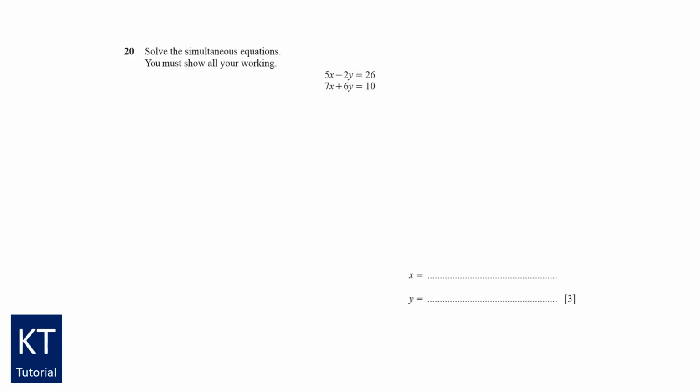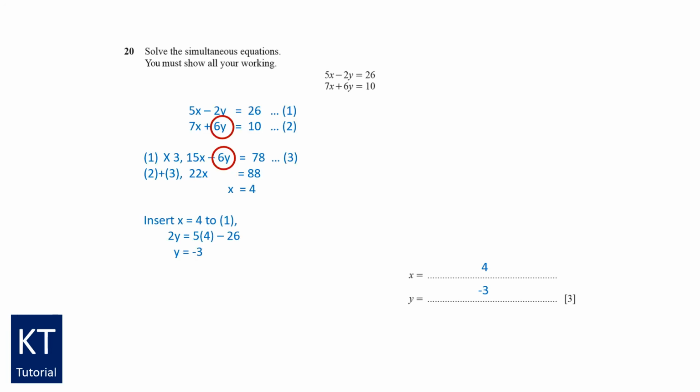Question 20. Solve the simultaneous equations. You start by labeling the first two equations as equations 1 and 2. Next, you multiply equation 1 by 3 such that the magnitude of y is the same as that on equation 2. You then call this equation 3. Next, you sum equation 2 and 3 for an equation that only has the factor of x. X is then calculated as 4, and with this, you could calculate y accordingly.